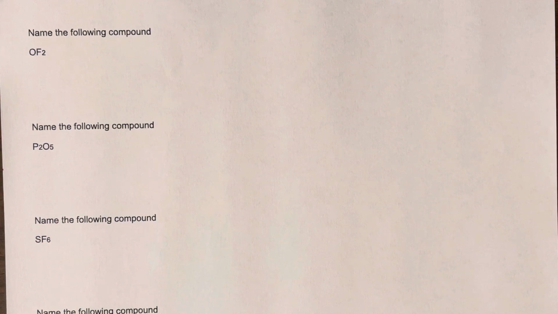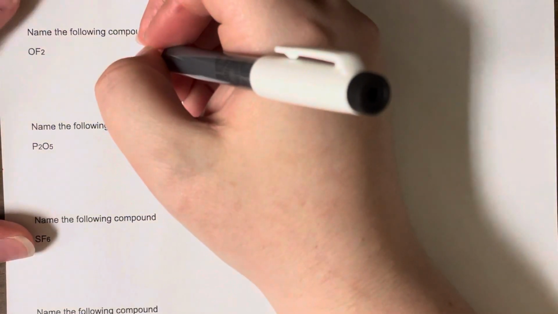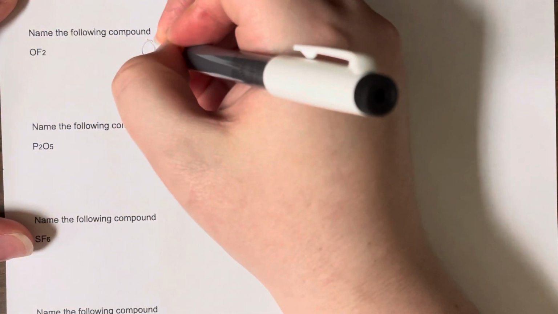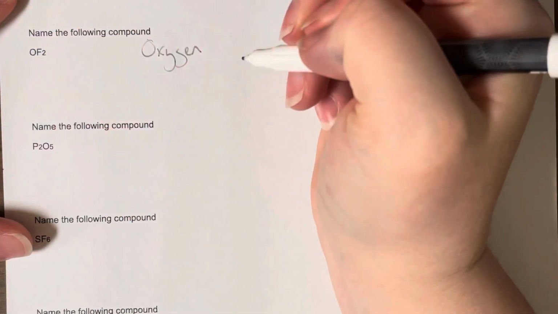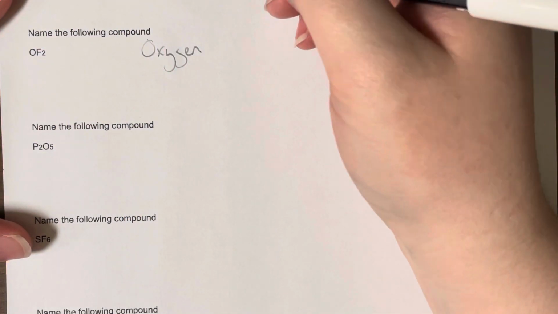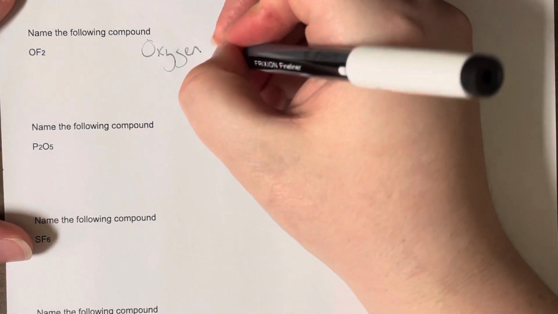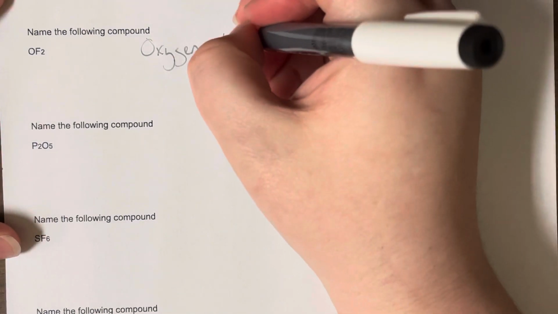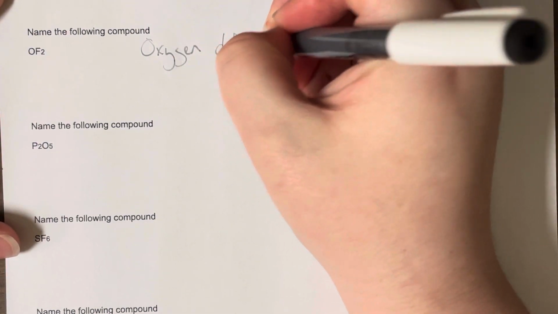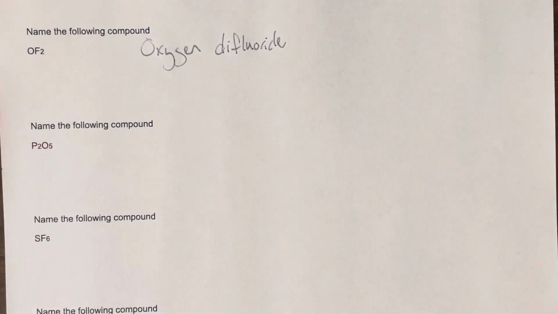Oxygen has a subscript of 1, but oxygen is not in second position, so it does not get a prefix, so it is just going to be oxygen. And then F2, the subscript 2 gets a prefix di, and then fluorine will change its suffix to ide, so this will turn into difluoride. So the compound's name should be oxygen difluoride.